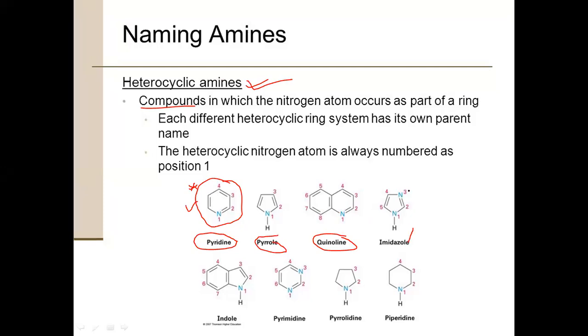Imidazole, you can see there are 2 nitrogen. Then indole, there is 1 nitrogen here on this side. Then pyrimidine, there are 2 nitrogen in a 6-member ring. Pyrrolidine, there is a nitrogen and a 4-member carbon hydrogen ring. Then piperidine. So these all are the heterocyclic amine molecules.